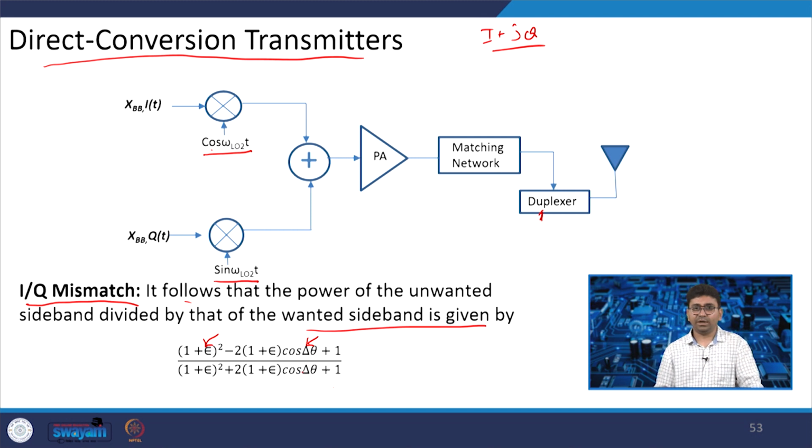If delta theta is 0, meaning there is no phase difference, then your IQ mismatch is 0. But in reality there is a difference between the phase of cos omega LO t and sin omega LO t, and it will add some IQ mismatch.